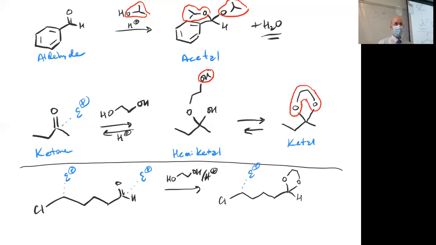So now you only have one reactive site, and whatever reaction you do will only react here. But if we want to undo this, we just add some acid and water and it takes us back to where we were. So the idea here is a protecting group, and we have protecting groups for every functional group, but that's a little bit beyond the scope of this class. So we're not going to get into any of the rest of them.